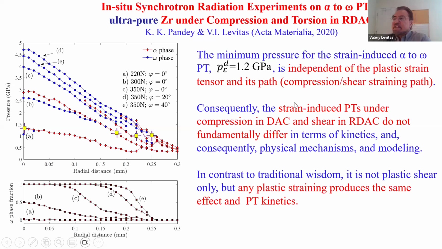The consequence is that strain-induced phase transformations under compression in DAC and shear in RDAC don't fundamentally differ. That means if you prepare microstructure by preliminary plastic deformation, now everyone can study strain-induced phase transformation in a traditional DAC. But of course, RDAC has advantages because it allows independent control of pressure and shear. And it also allows not only to start, but to complete the phase transition at relatively low pressure.